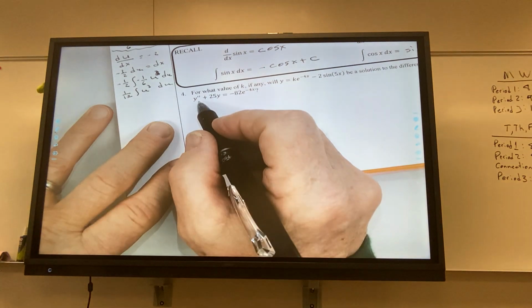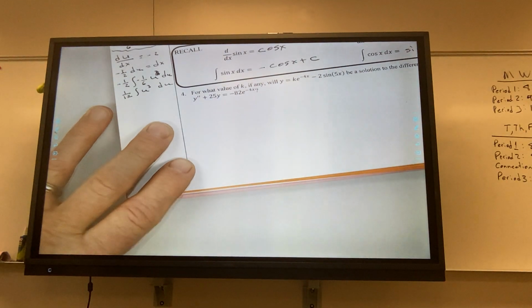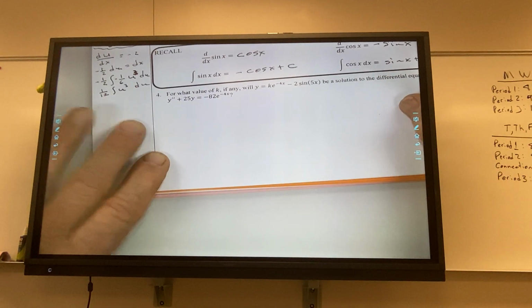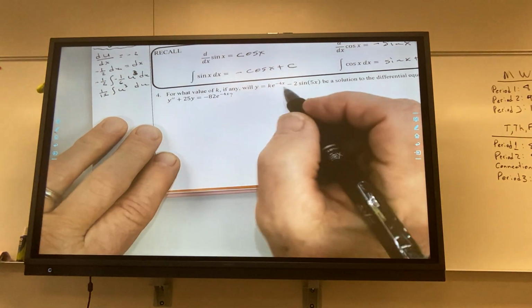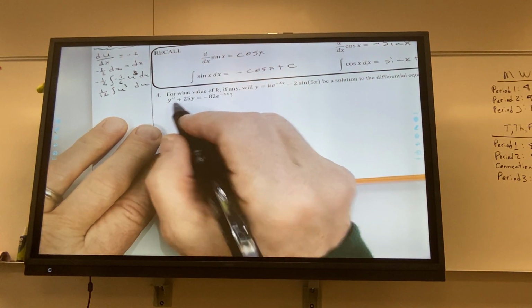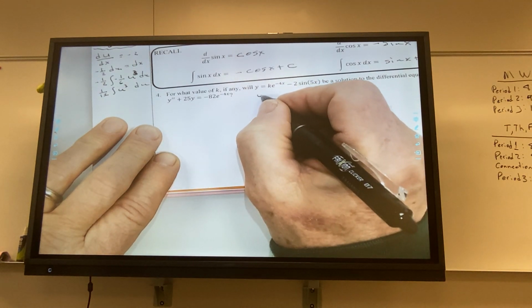All right, Ethan, what does that y double prime mean? What's on all those two little tick marks? Can you see them? 2 prime. Okay, what does 2 prime mean? Second derivative. So I need the second derivative, right? Because I got this function here? Okay, so what's the first derivative?